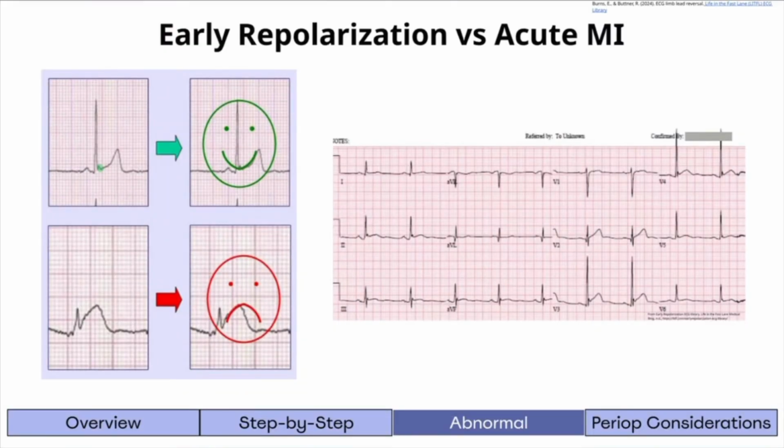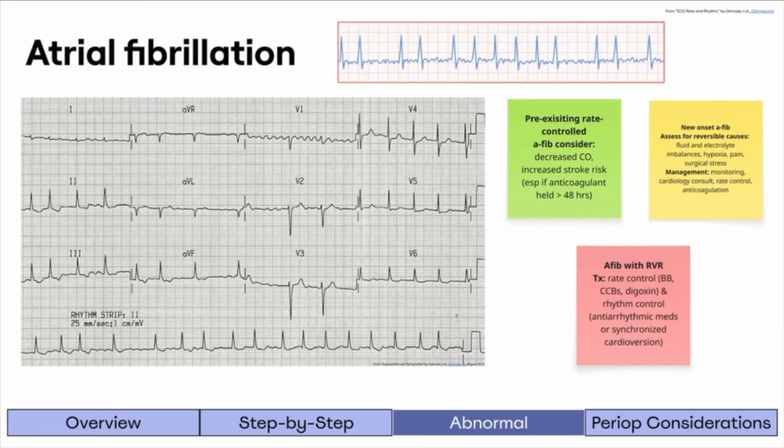Remember it by this photo where the top image represents early repolarization, which is a happy, benign finding. The bottom photo represents myocardial ischemia. Being able to differentiate between the two will put your mind at ease. In this example here, when looking at some of the precordial leads, we can see concave J-point elevation, which indicates benign early repolarization.